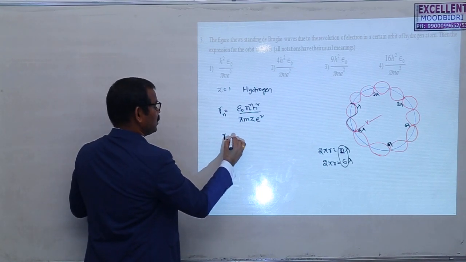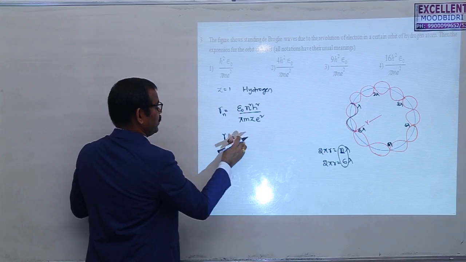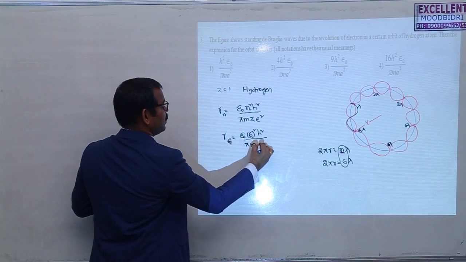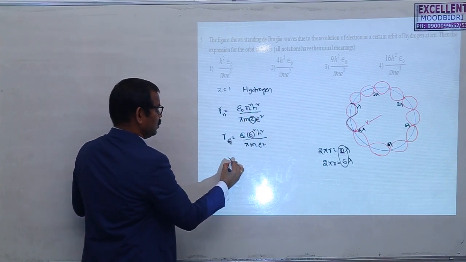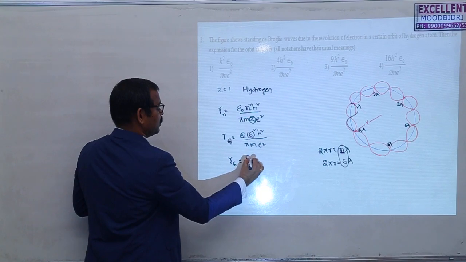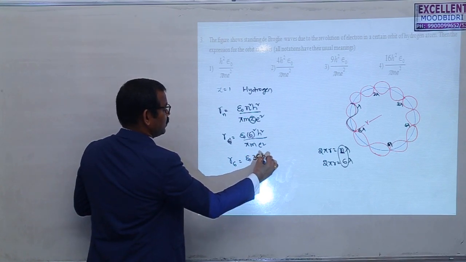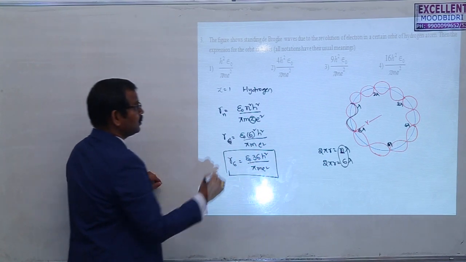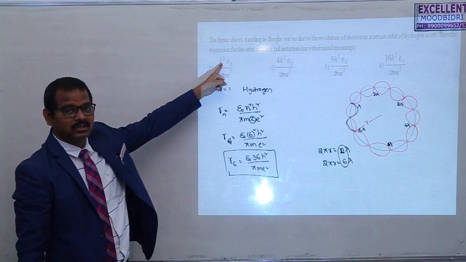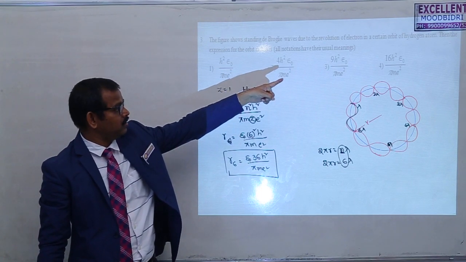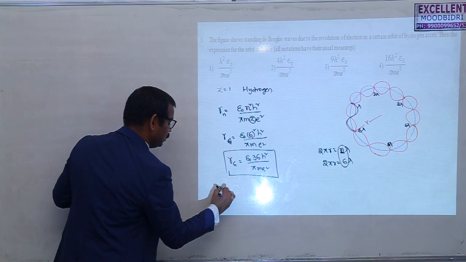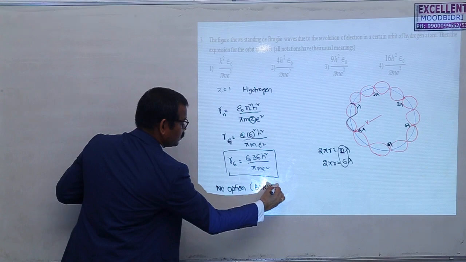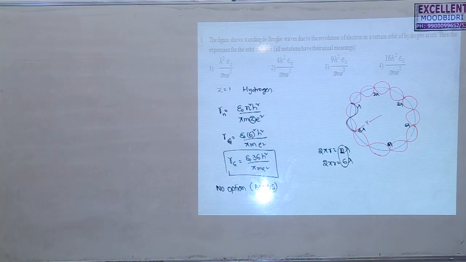Now just substitute. The radius of the sixth orbit R6 is given by epsilon naught 6 square h square by pi m e square, with Z equal to 1. So the radius of the sixth orbit is 36 epsilon naught h square by pi m e square. So this is the answer. But you can say this is 1 into h square epsilon naught, 4 into 9 into 36. There is no such option, so this is a question with bonus marks.